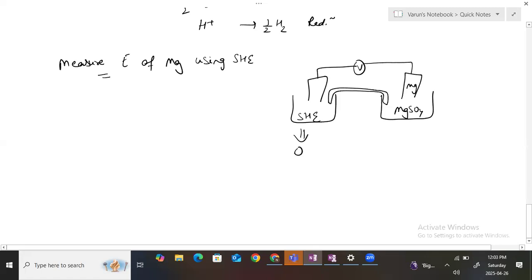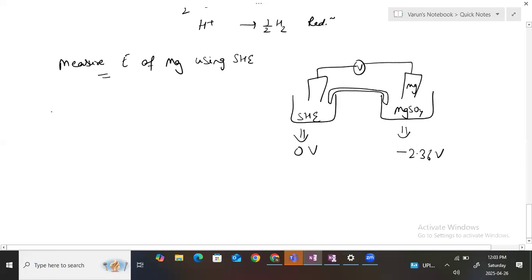The potential for magnesium that I got is theoretical, and then we will check how practical it is. It comes out to be this. Got it? Yes, ma'am.